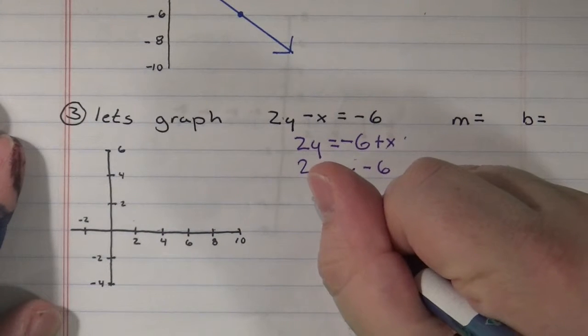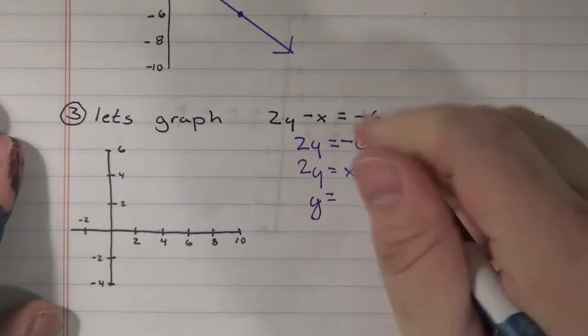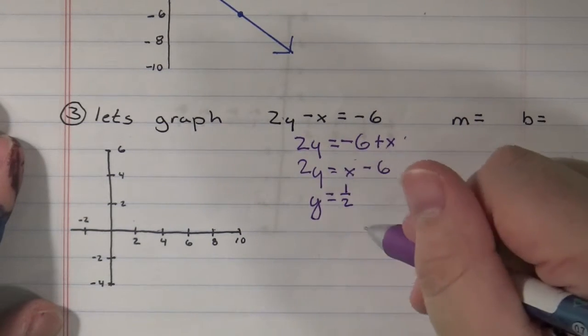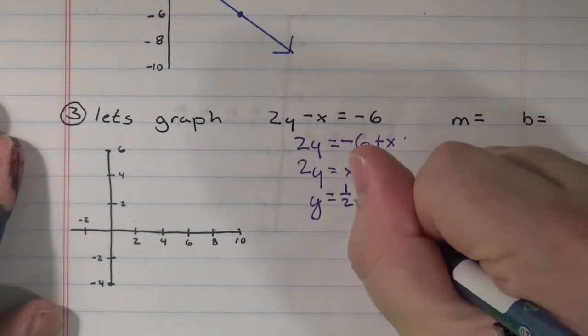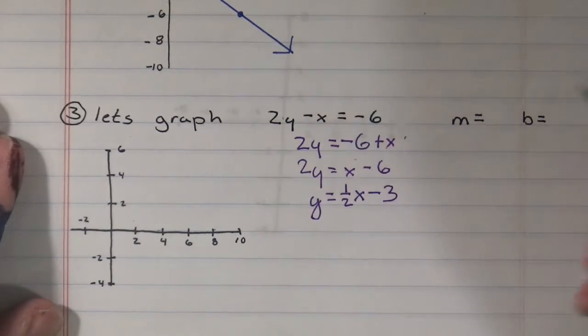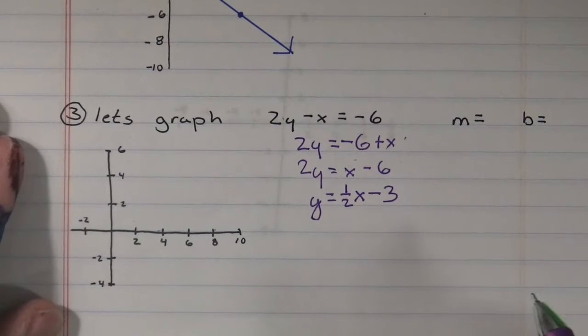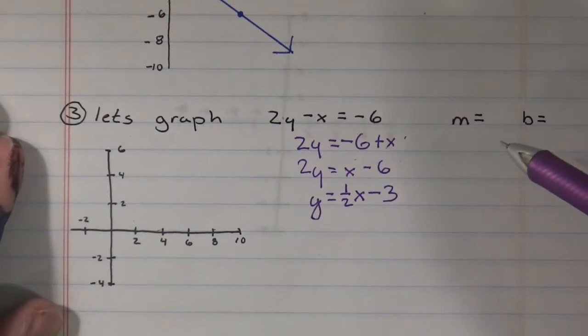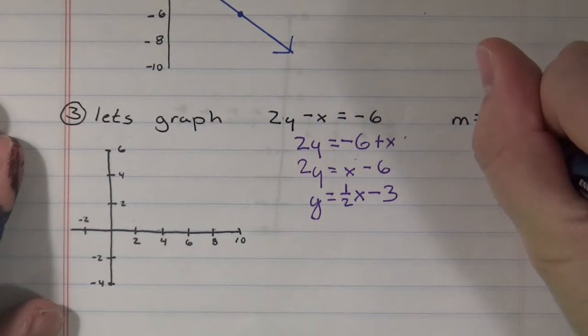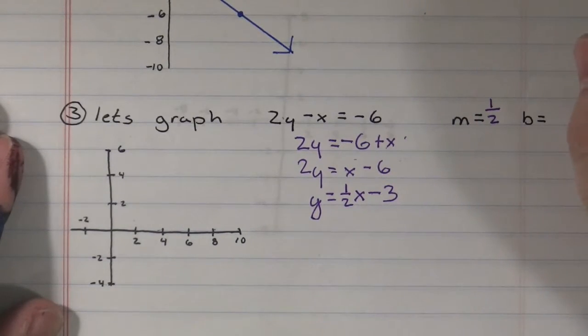Now I'm going to divide by 2 on both sides, and I get y is equal to 1/2, because there's a 1 here, so 1 divided by 2 is 1/2 x, and then negative 6 divided by that 2 is going to give me negative 3. So I get y is equal to 1/2 x minus 3. Can I graph this now? Yes, I can. So my slope is 1/2. My y-intercept is negative 3.